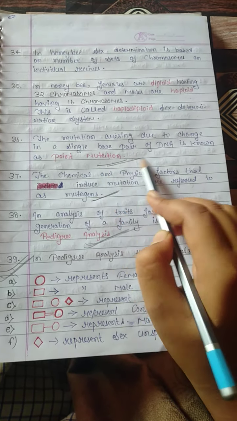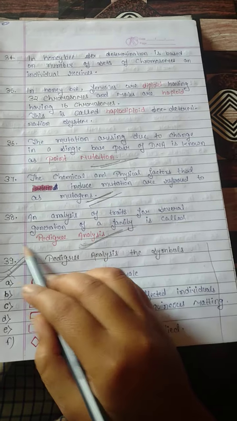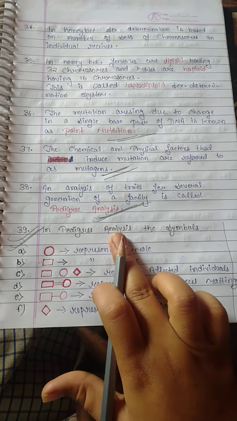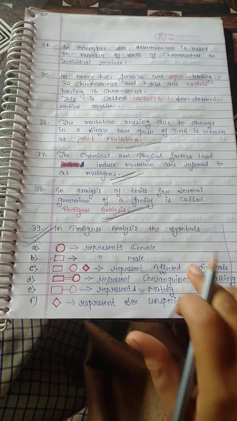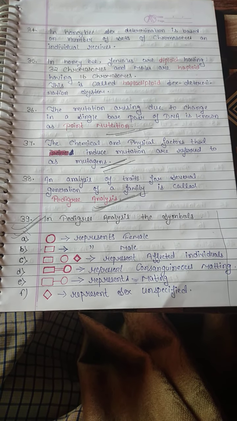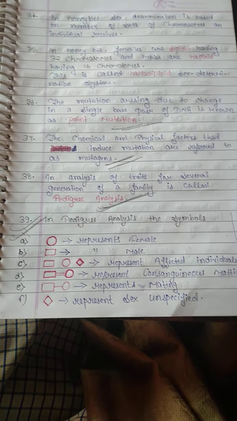The mutation arising due to a change in a single base pair of DNA is known as point mutation. Okay, this mutation and pedigree analysis. Pedigree is very important in this chapter. I have written all the symbols of pedigree. Please remember all of these, then you can make questions on genetics.